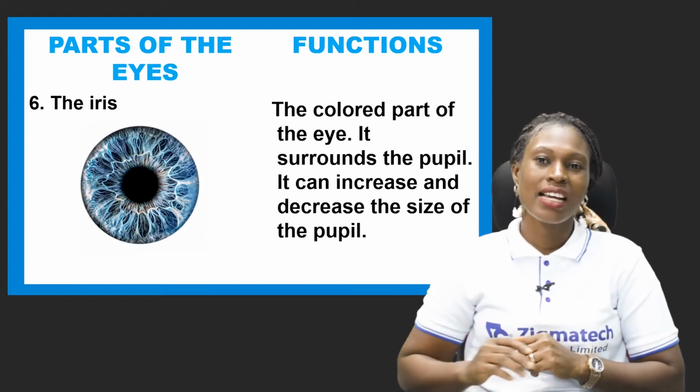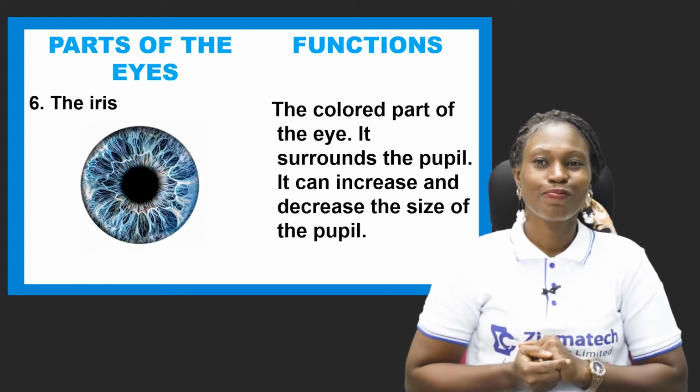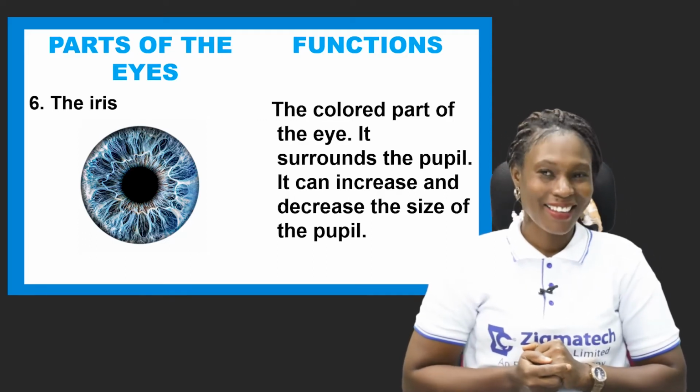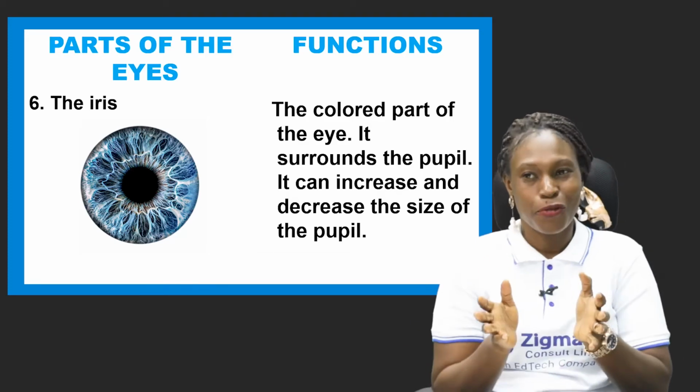Now, another part of the eye is the iris. This is the colored part of the eye. Some have it in different colors.